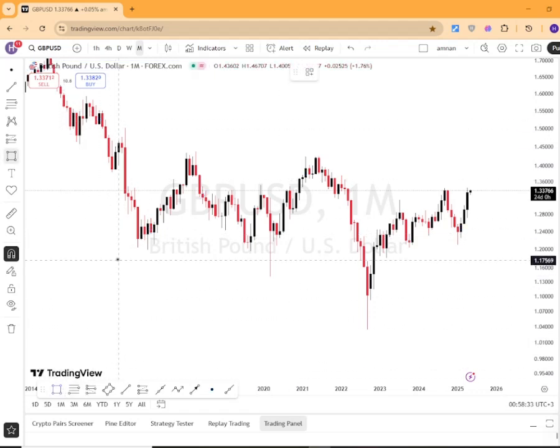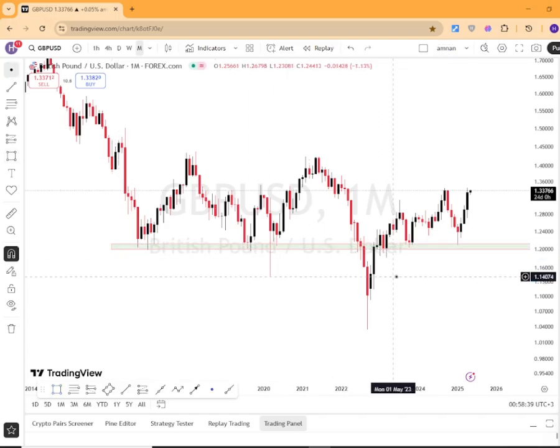So let's start by analyzing GBP USD. Let's start with the monthly time frame. Let's erase this one first so that we start analyzing together. Let's start by drawing support. Our support will be at this point here.